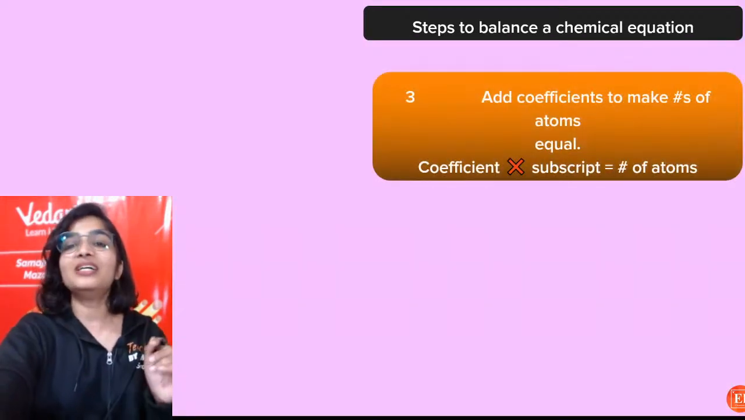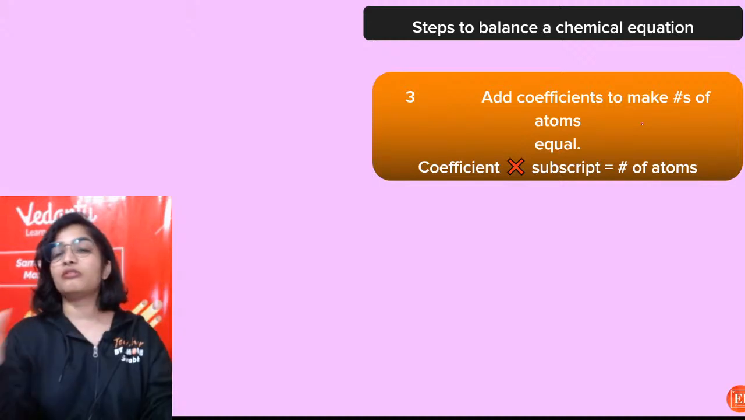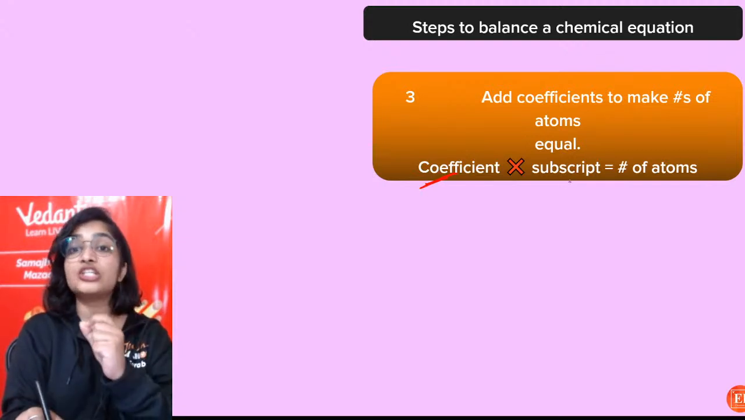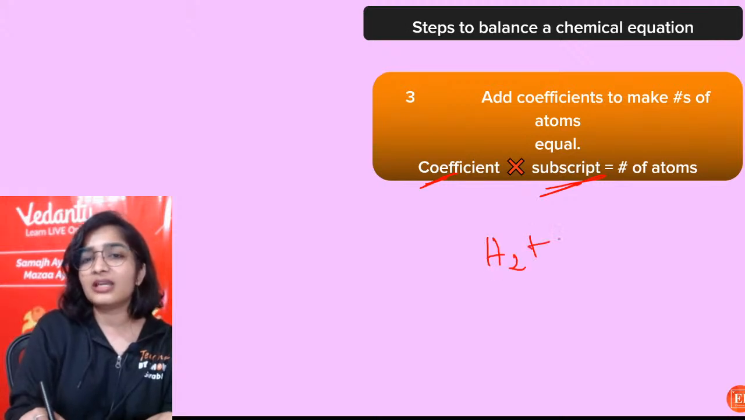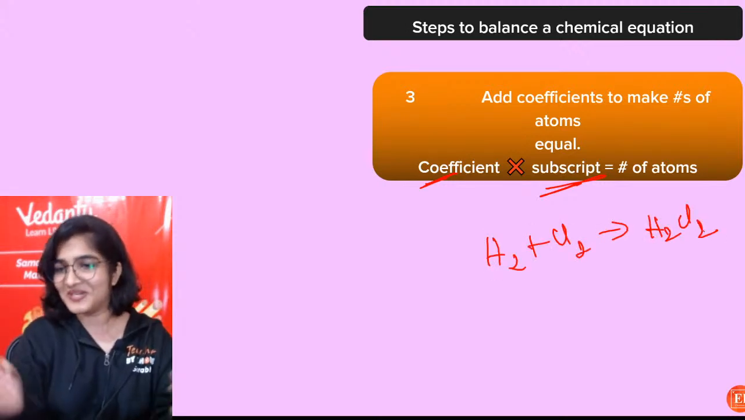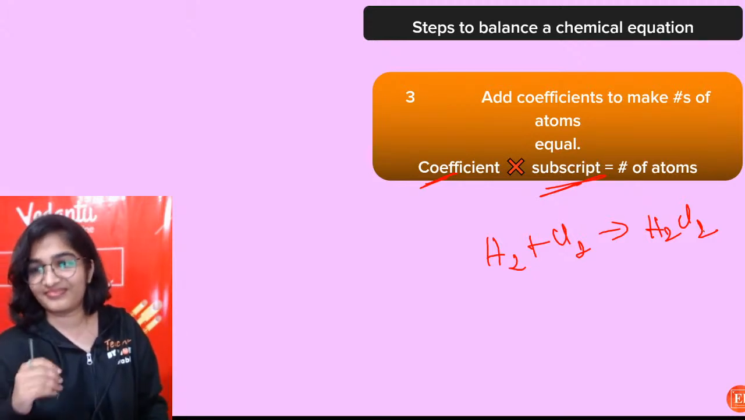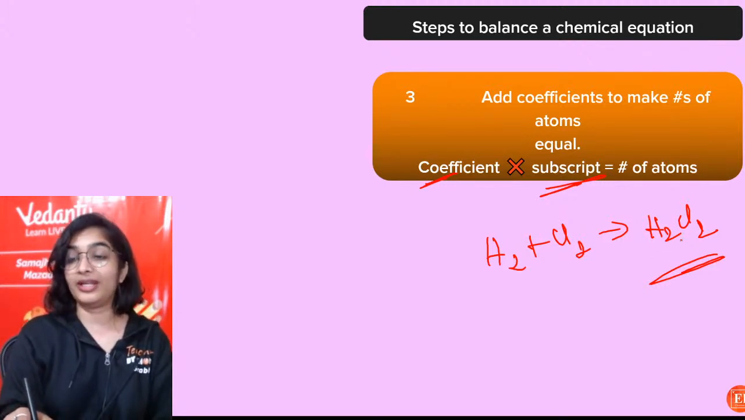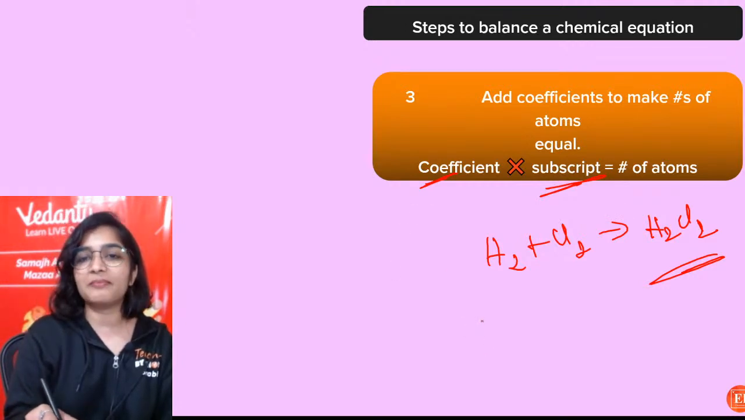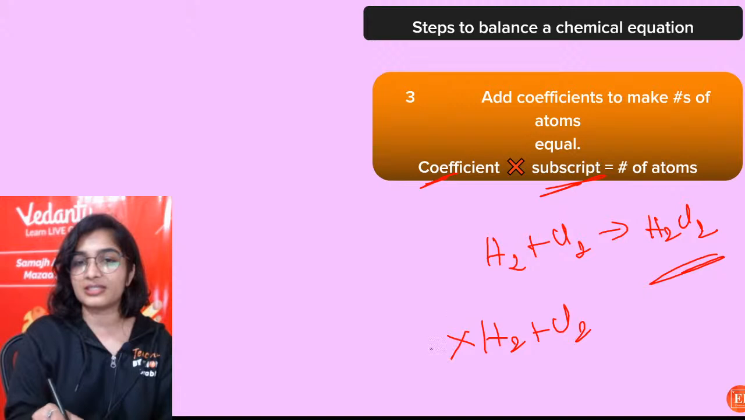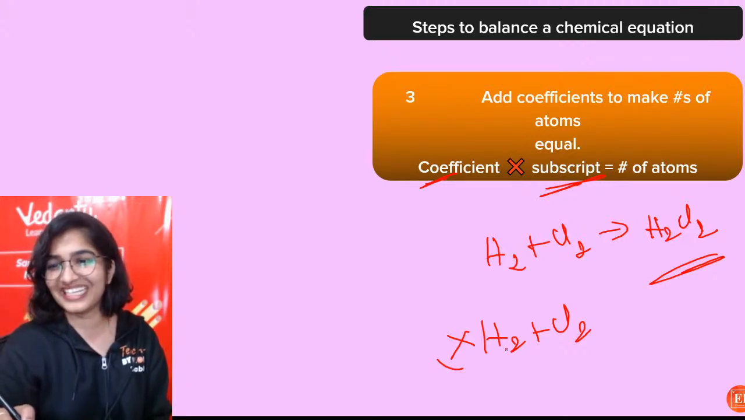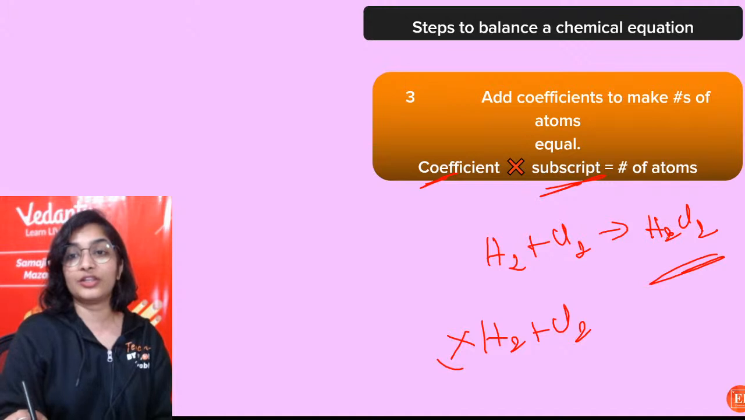So the third step is to add coefficients to make the number of atoms equal on both sides. You can change the coefficient, not the subscript. You might say, H2 plus Cl2 is there, I'll write it as H2Cl2. So smart. Is this true? Can we change the subscript? No, right? So for example, in H2 plus Cl2, these are coefficients and these are subscripts. Nope, not at all. Very good. So this, 2HCl, is wrong.